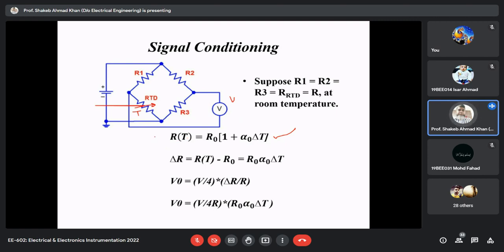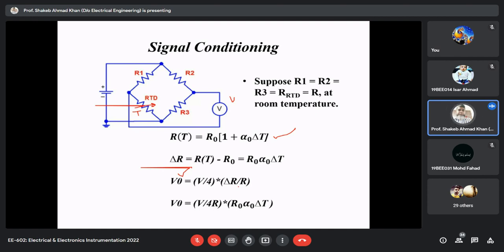Now I had written delta R, the change in resistance with the change in temperature. It is RT minus R naught, so it is equal to R naught alpha delta T. As you know, in the voltage sensitive bridge in deflection mode, the output voltage across the detector arm is equal to V upon 4 into delta R upon R. We have derived this expression in the first unit.